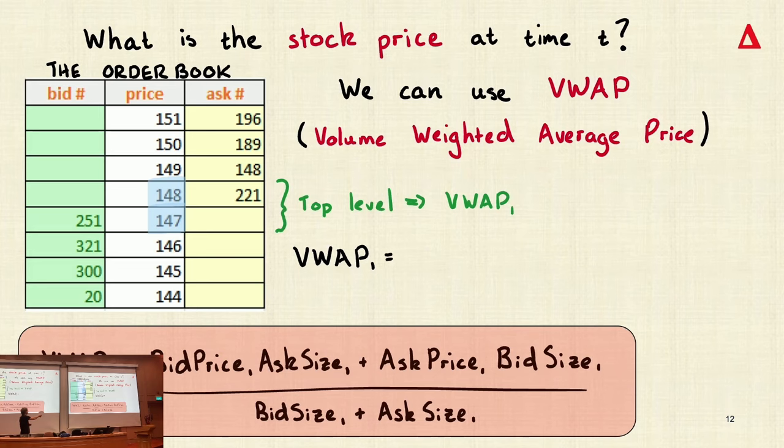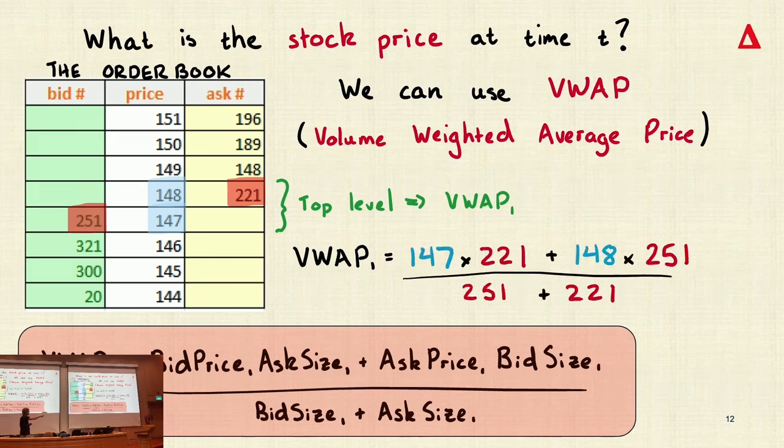So to smush this order book into a single number, which is what we're trying to do, into this volume weighted average price, we do 147 times 221 plus 148 times 251, divided by the sum of those volumes, 251 plus 221. And this gives us this price here, this weighted average price. And you can see it's closer to 148 than 147 because there are more buyers than sellers. And when there are more buyers, that pushes your price expectations higher.